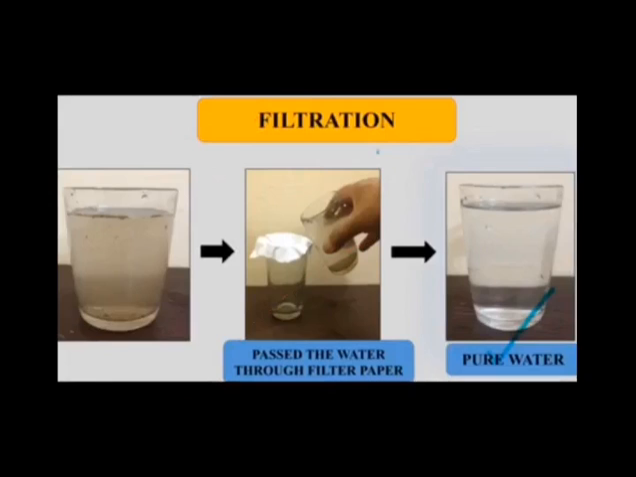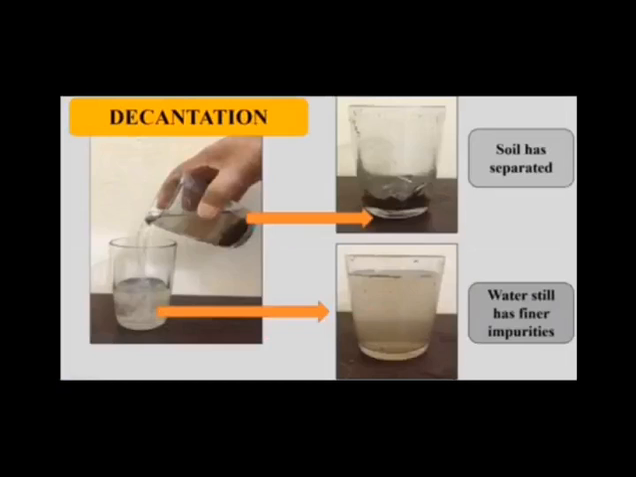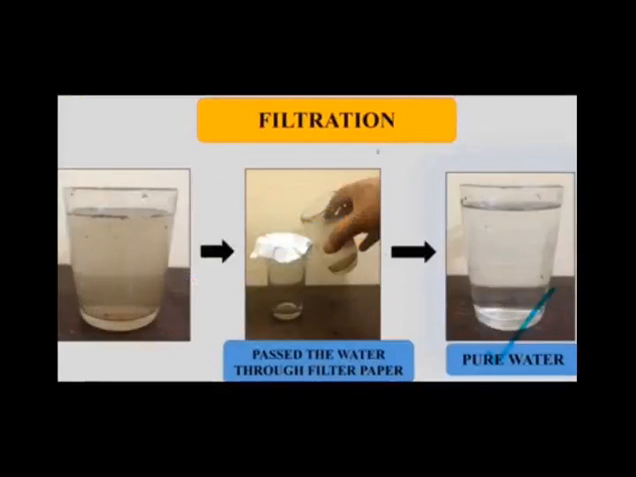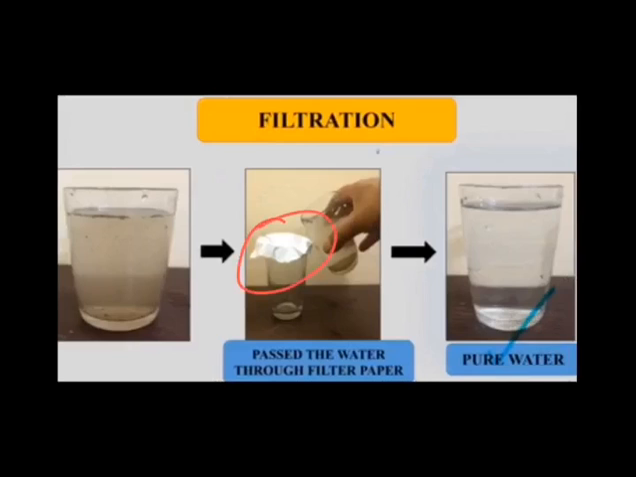So let's take a look once again. This is sedimentation. Here the soil particles settle down after some time. Then by pouring out this liquid, we separate this soil and this water. So this is known as decantation. To remove these finer impurities, we pass this water through this filter paper, and this is known as filtration. Okay, I hope you have understood all the three processes very well.